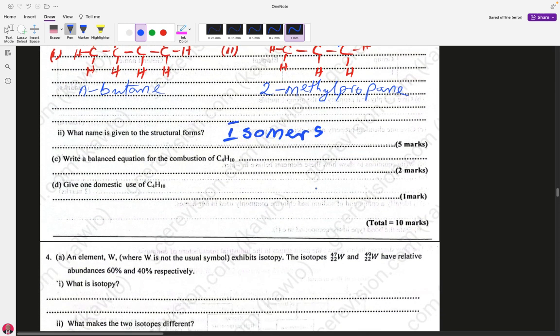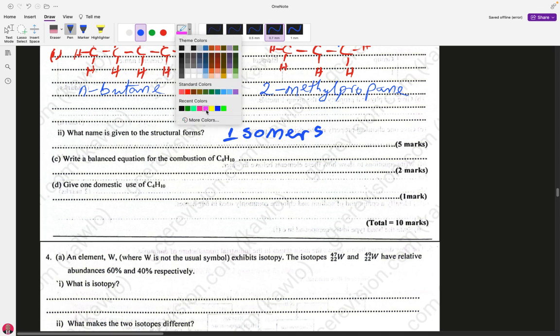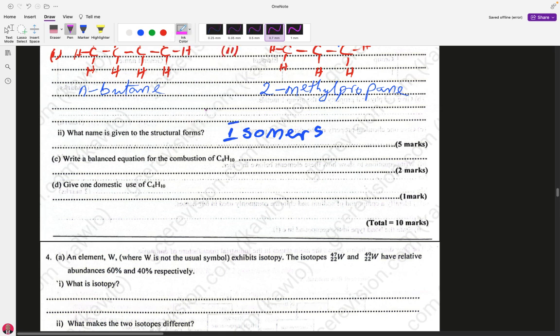Now, question number, the C part of it: write a balanced equation for the combustion of methane. Learners, I also want to remind you that you should know how to write balanced equations, because they are always required, especially in your calculations. A balanced equation for the combustion of methane.